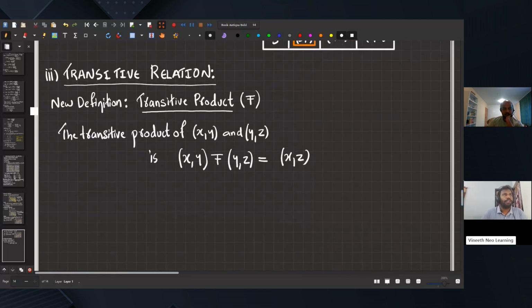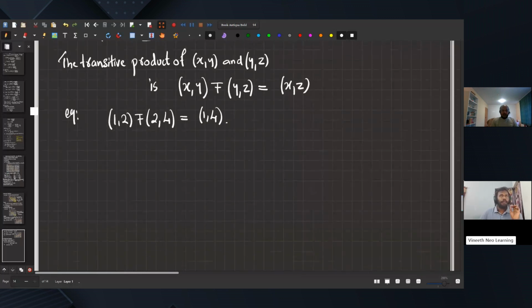For instance, if we take (1,2) and the transitive product with (2,4), what will be the answer? Yes, (1,4). I'm going to discuss some of the algebraic properties of this product.